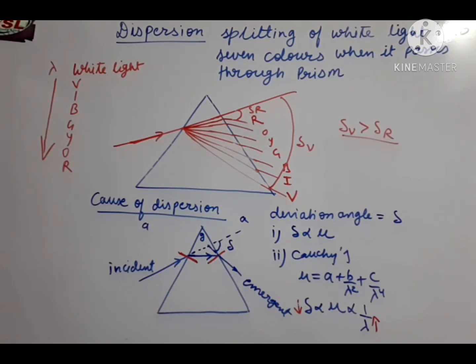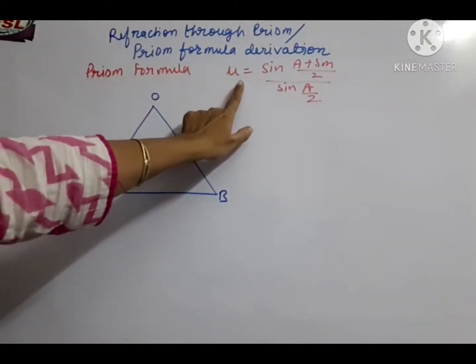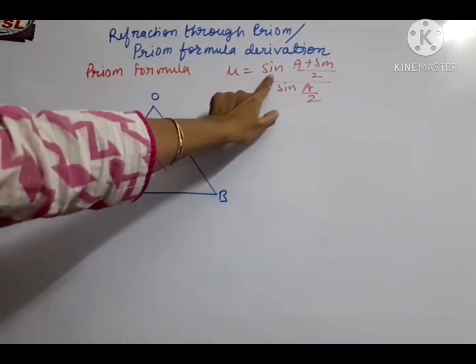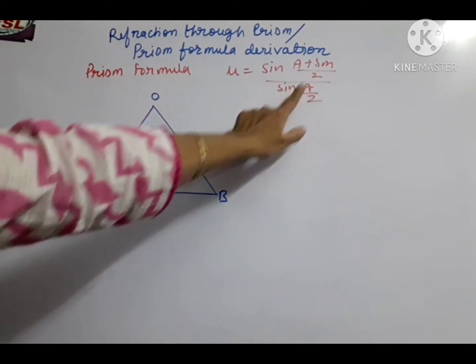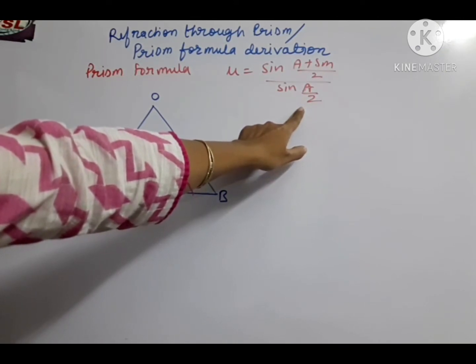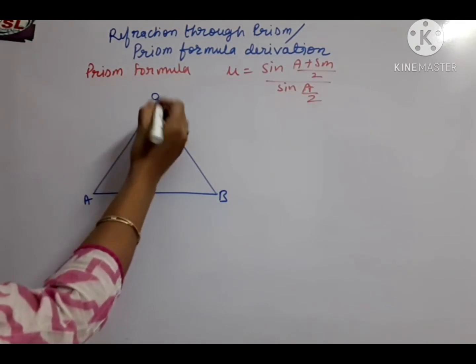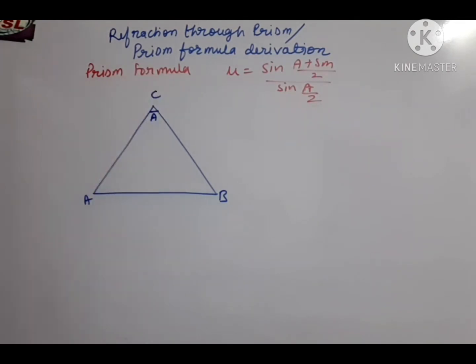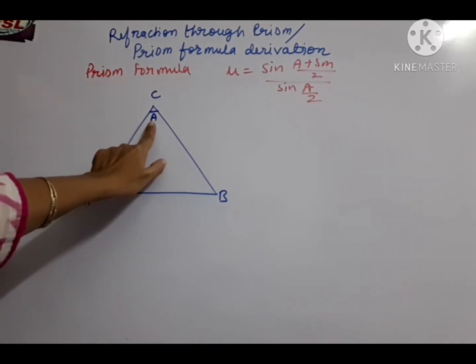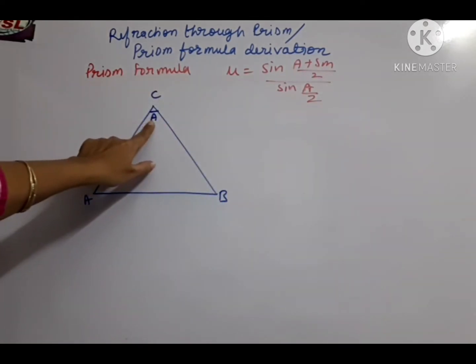Now let us understand the prism formula derivation. Prism formula is mu equal to sine of (A plus delta m) by 2 upon sine A by 2. A is called the angle of prism. Suppose ABC is a prism. Angle A is called the angle of prism. For an equilateral prism, this angle A is 60 degrees.